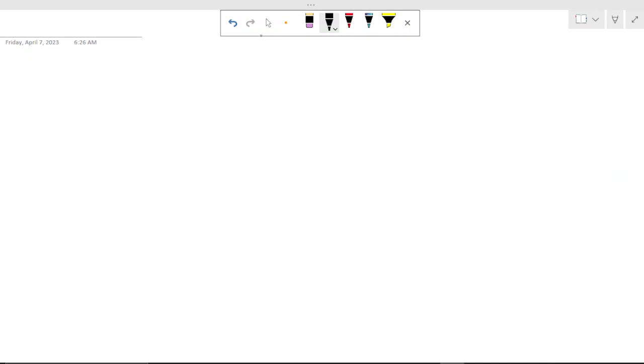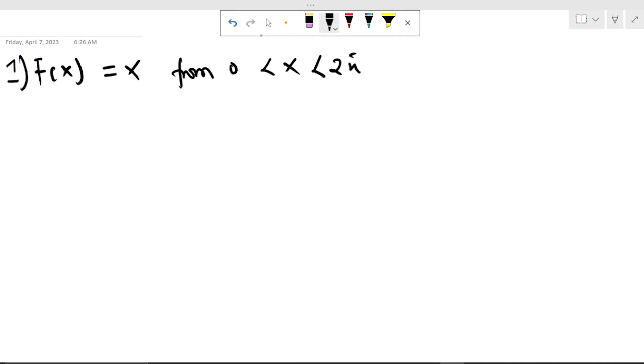All right, let's go. So let's take an example. f of x equals x, from 0 less than x less than 2 pi. So we've been asked to find the Fourier series of this function. So don't think too much. What we need here is basically our a naught, our an, and our bn. And then when we are done, we plug it into our final expression. So let's go. How do we get our a naught?